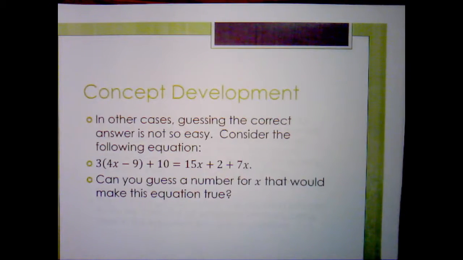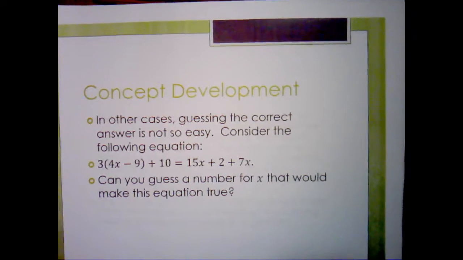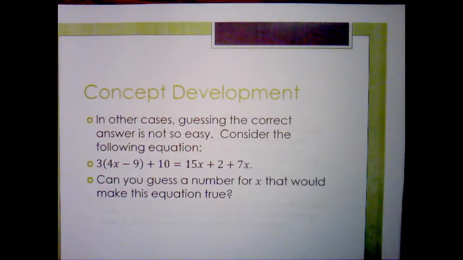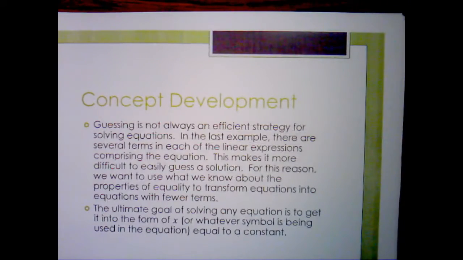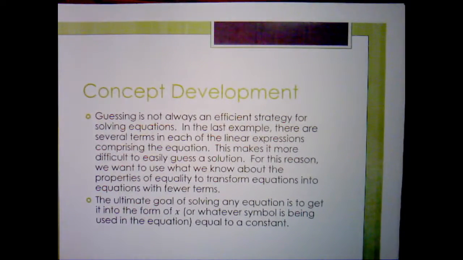Consider this equation: 3 times the quantity 4x minus 9, plus 10, is equal to 15x plus 2 plus 7x. Can you guess a number for x that would make this equation true? Go ahead and throw out whatever random guess you would like. Okay, so obviously you don't really know whether or not it's going to be true. So we have to have a better method, because guessing is not always an efficient strategy for solving equations.